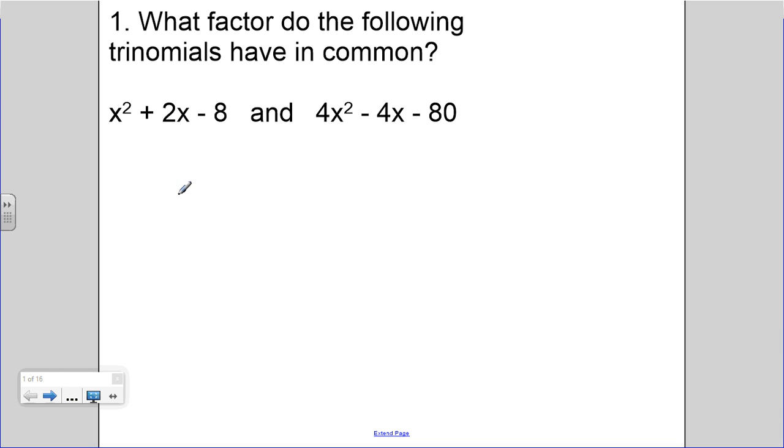So on the first one, I'm going to do the x method. Reason being, a equals 1, b equals 2, c equals -8. So I would put -8 at the top, 2 at the bottom, find the factors of -8.